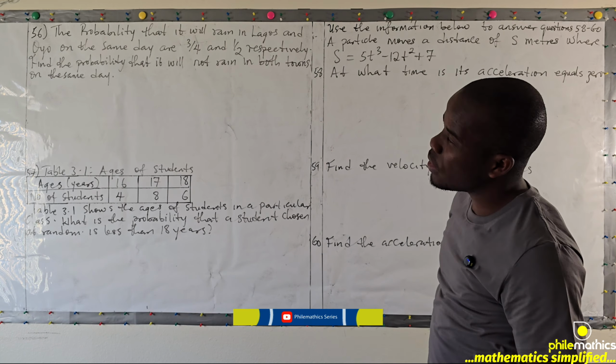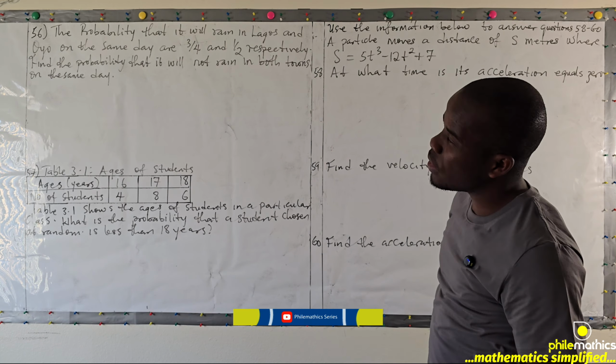So what you want to do here is to find the probability that it will not rain in Oyo and it will not rain in Lagos separately. And the probability that it will not rain in both towns is simply the product of the probability that it will not rain in Oyo and it will not rain in Lagos. Let's do that right away.